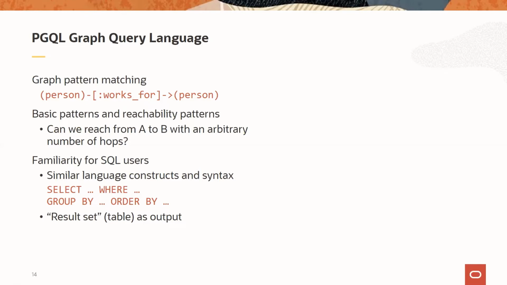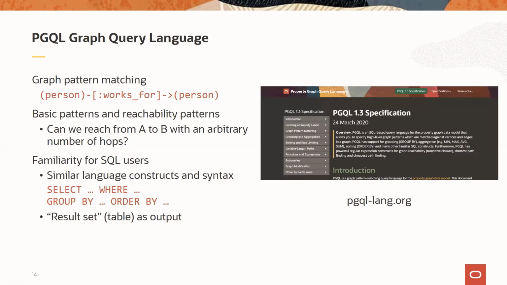So we have retained things like select, where, group by, order by, and so on, everything else that you're familiar with in SQL, and provided this additional way to add graph pattern matching. The results of your query come back as a result set, so you can use them in other downstream operations on your data. We'll see some examples of PGQL. We maintain the property graph query language web page here. We have the specification, the syntax, and all of that. There is lots of information about this query language that you can find when you visit that website.